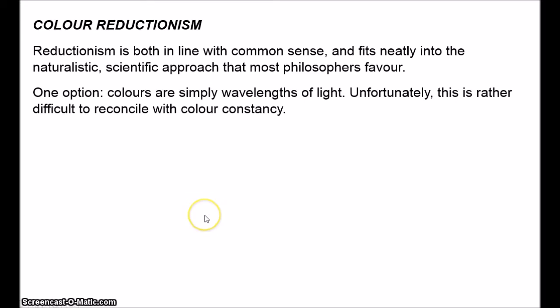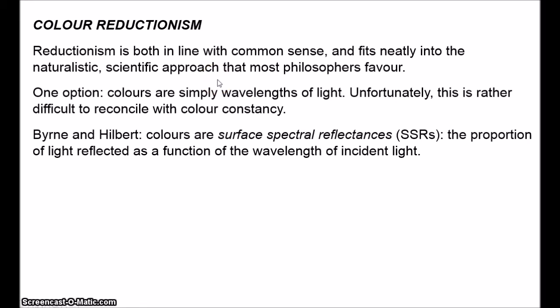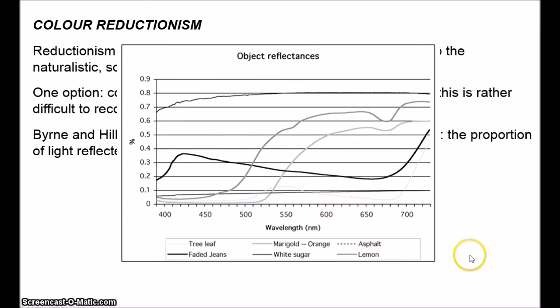So perhaps a more plausible version of reductionism is proposed by Alex Byrne and David Hilbert in their article Colour Realism and Colour Science. It's kind of a technical article, but it's very good, and it's freely available on the internet, so you could go and read that if you want. They suggest that we identify colours with surface spectral reflectances. The spectral reflectance of a surface is the proportion of light reflected as a function of the wavelength of incident light.